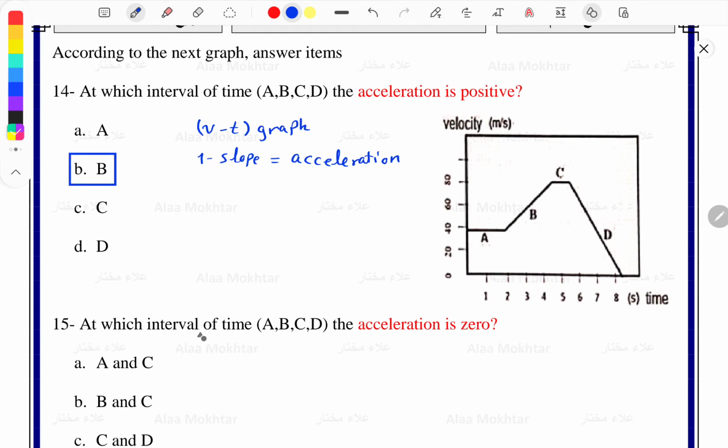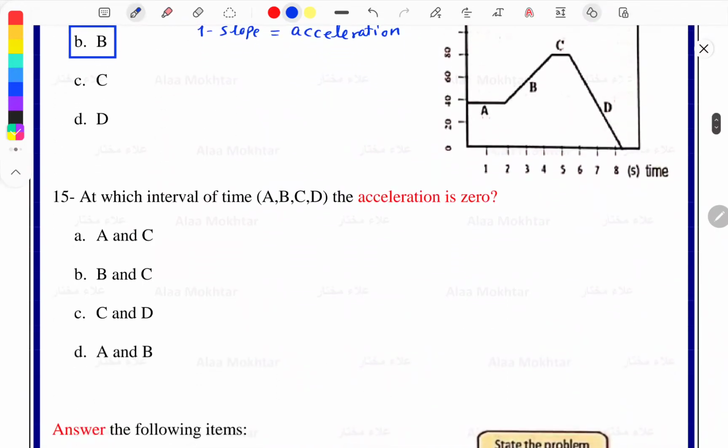At which interval of time, A, B, C or D, is the acceleration 0? As you see, acceleration is 0 at A and C. At segment A and segment C, the acceleration equals 0. A and C, number 1.